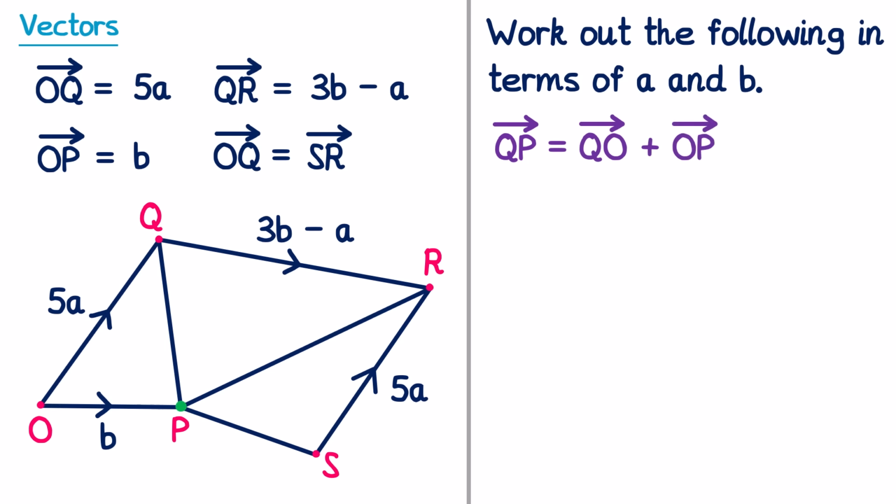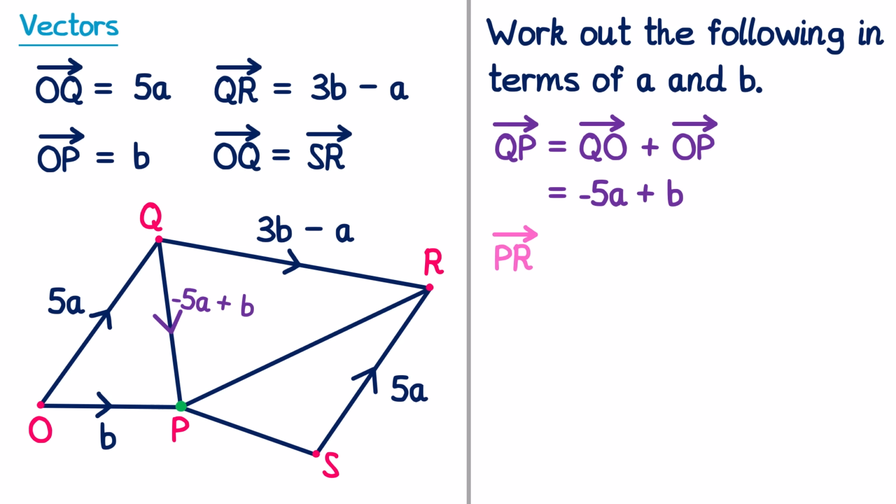So we could say that QP is equal to the vector from Q to O plus the vector from O to P, and we know both of those vectors. The vector from Q to O is the opposite direction of that 5a vector, so negative 5a, and the vector from O to P is just b, so it's plus b. So this is the vector from Q to P, negative 5a plus b, which if you wanted, you could rewrite as b minus 5a, but I've left it like this, which is also acceptable. Now since we found this one, I'm going to mark it onto the diagram as well. So to get from Q to P, I add an arrow going from Q to P, and I call it negative 5a plus b.